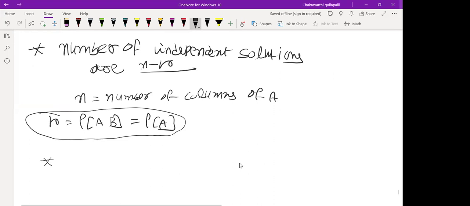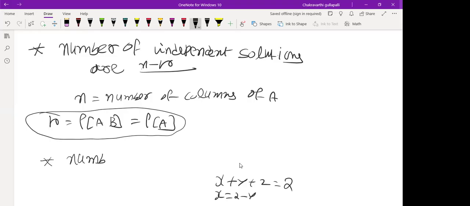Sometimes you'll be asked to find the number of free variables. What are free variables? For example, when one equation is given, you say many solutions. How many solutions? You can write x in terms of y and z, or y in terms of x and z, or z in terms of x and y, whatever it may be. Right side variables are called free variables. You can give values for y and z, you will get x. All the three together is one solution.